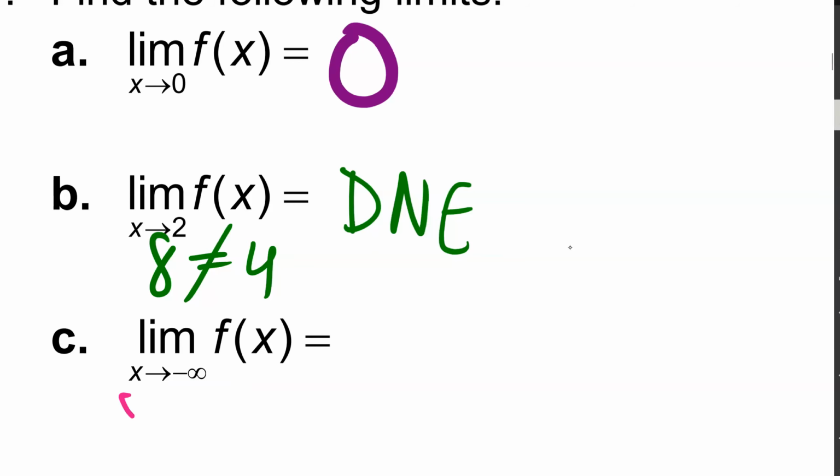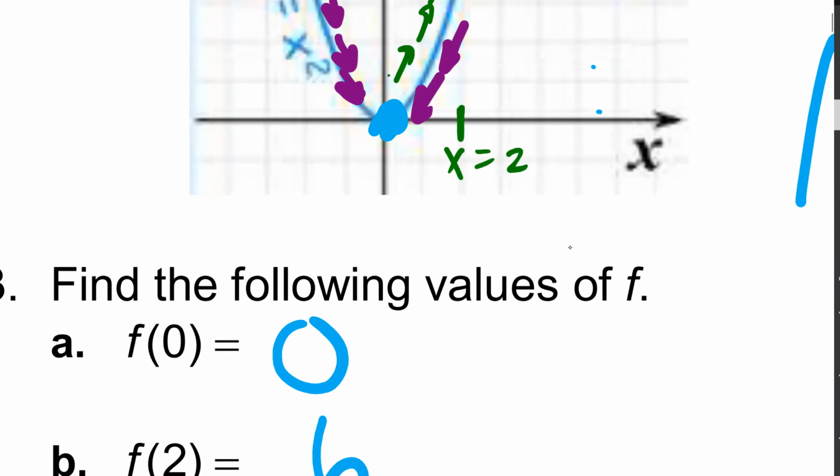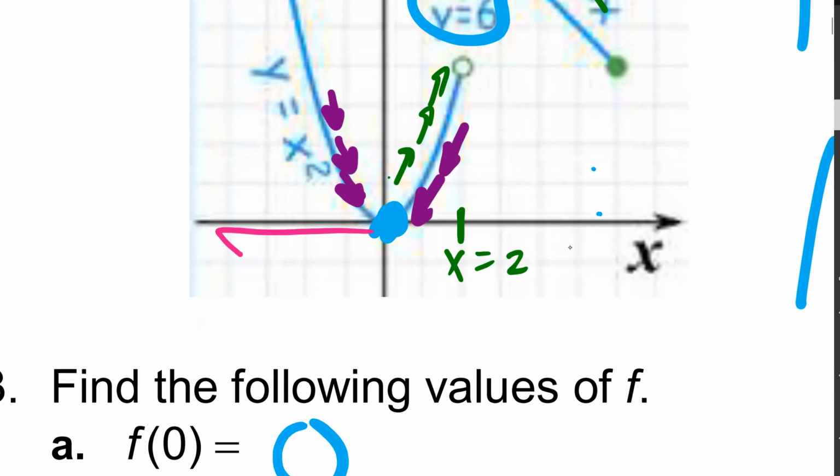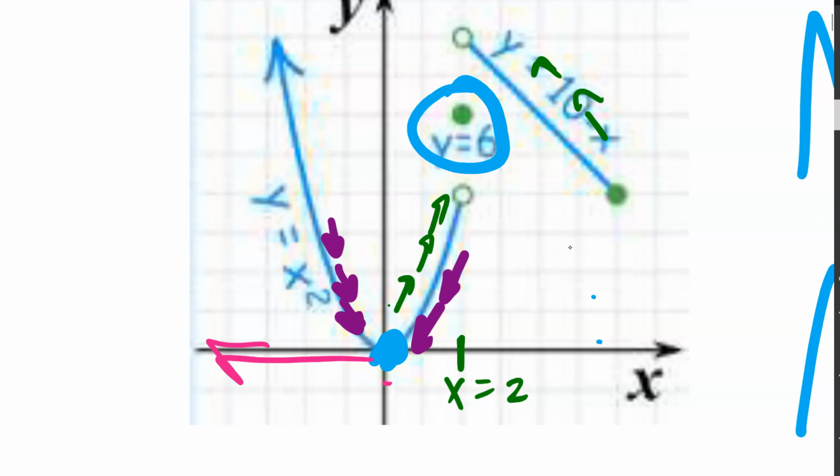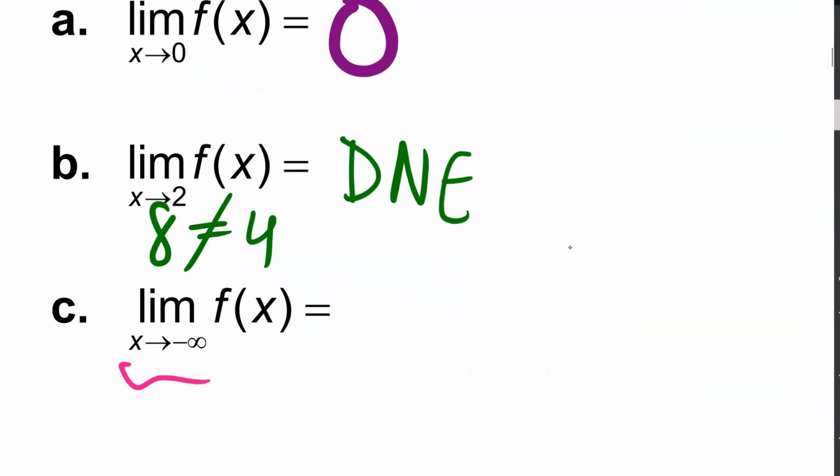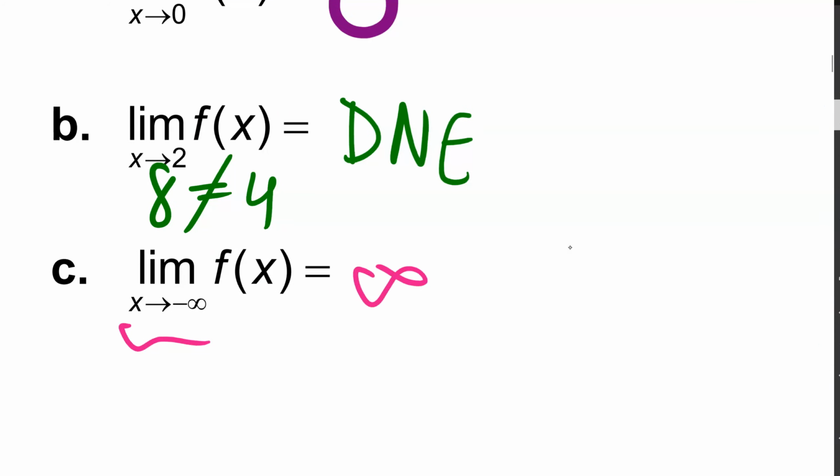All right, so as we're approaching negative infinity, I'm coming up here, and I'm trying to go this way with my x's. What's happening to y? As I go left, what's happening to my y? It's going to positive infinity. So we write positive infinity, comma, does not exist. So you have to say DNE whenever you write infinity for your limits.